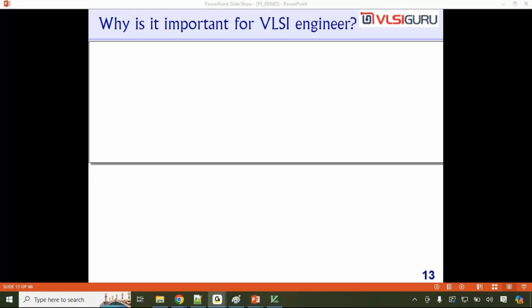Next: why is it important for a VLSI engineer to know all these things? I mean, we should only be worried about hardware, right? Why should we know a little bit about embedded systems? Going back to the bus example, the person who is developing the bus should know how the driver is going to use it.